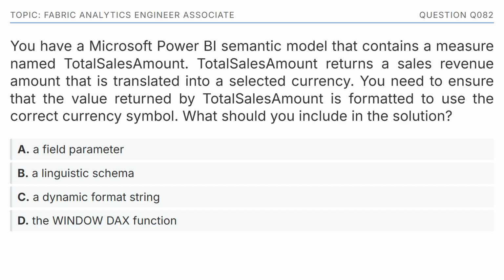The options are: Option A, a field parameter. Option B, a linguistic schema. Option C, a dynamic format string. Option D, the window DAX function.